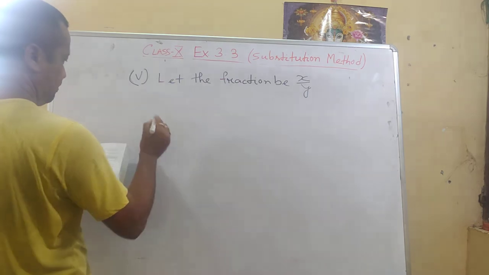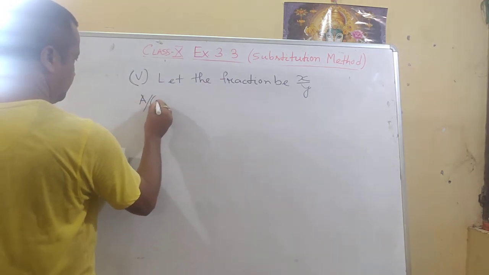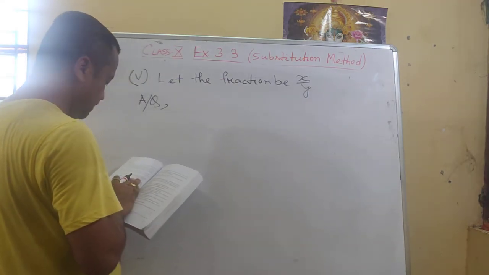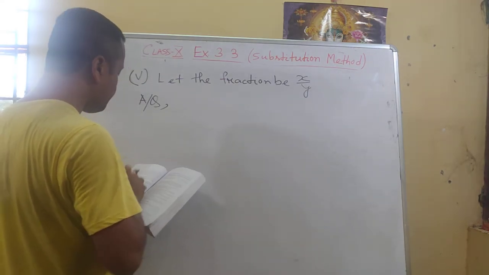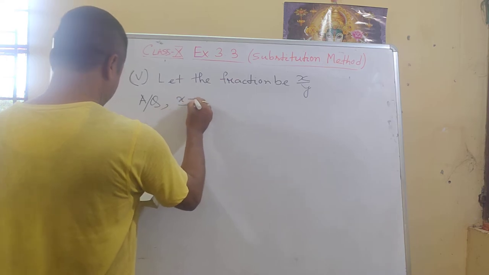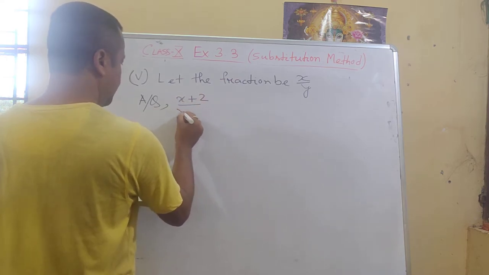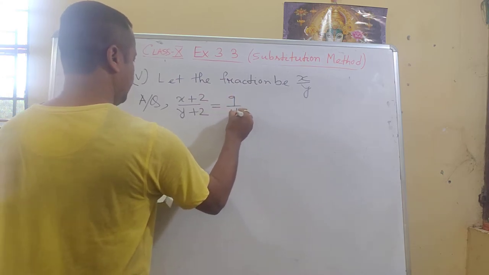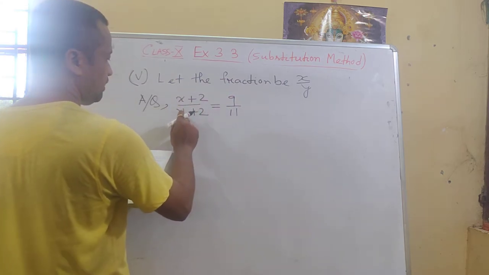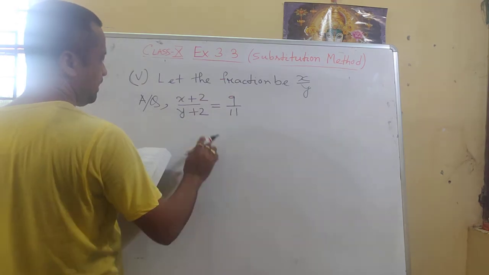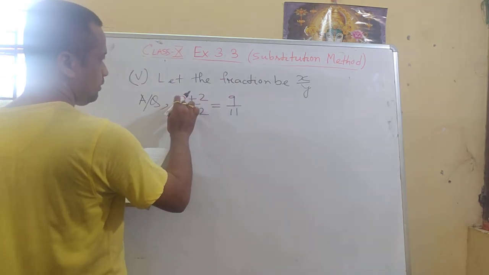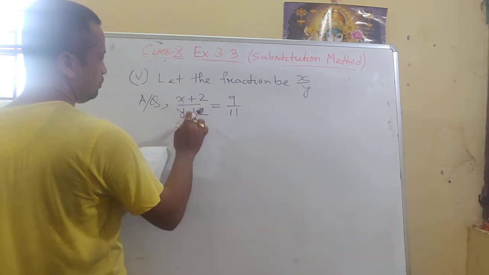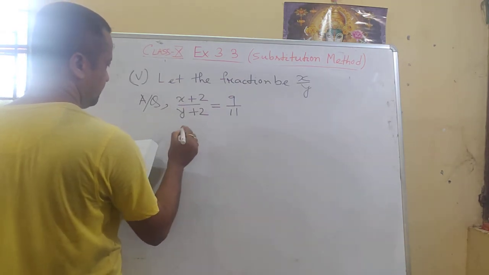Let the fraction be x by y. According to the question, if 2 is added to both numerator and denominator, it becomes 9 by 11. That means (x plus 2) divided by (y plus 2) is 9 by 11. After addition of 2 to the numerator and denominator, it is 9 by 11.